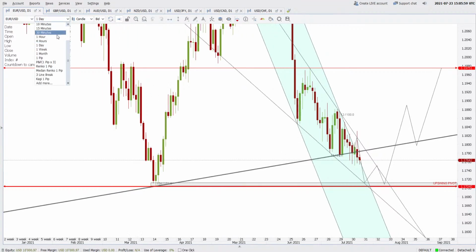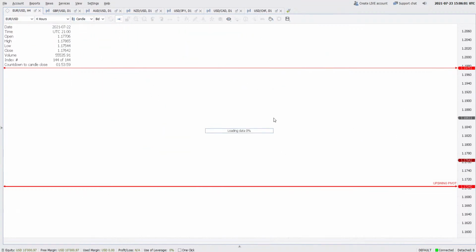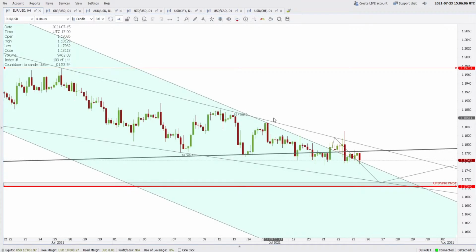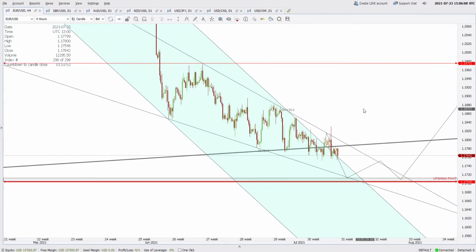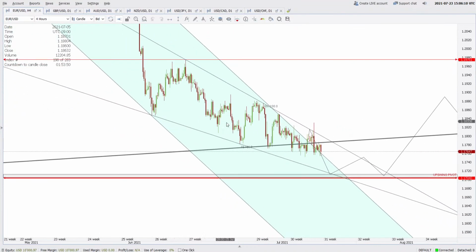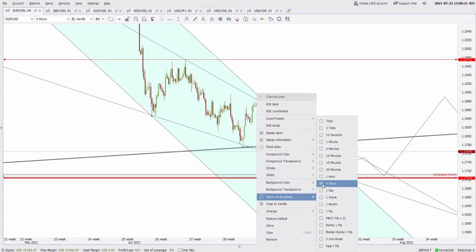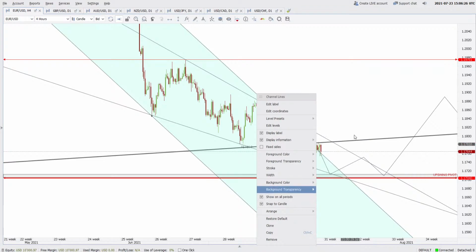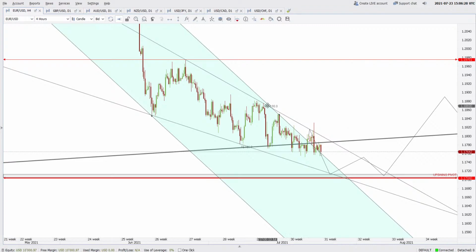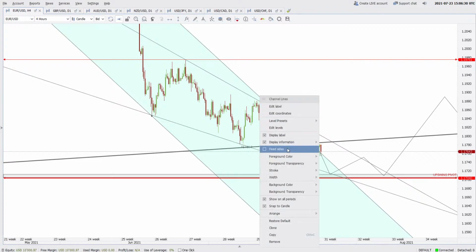So let us dig deeper and see what is happening on the 4-hour and 1-hour chart. Now see, the price is confined in this. I will just hide this one for some time. No, then it will not show it on all periods. I will change the color of this one.